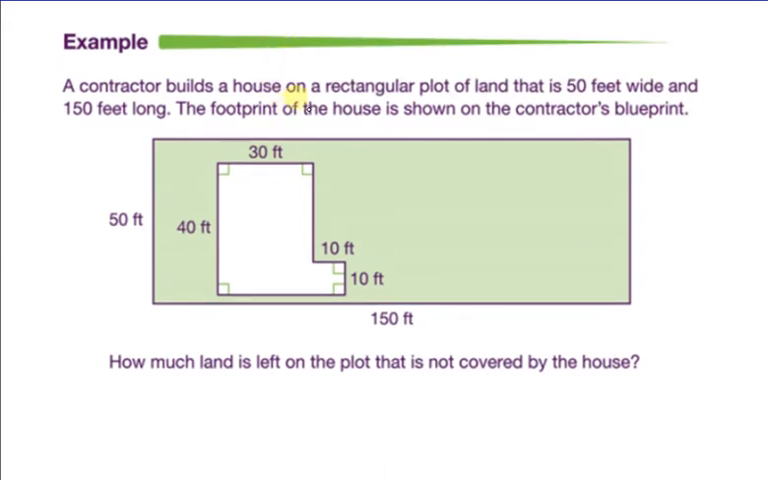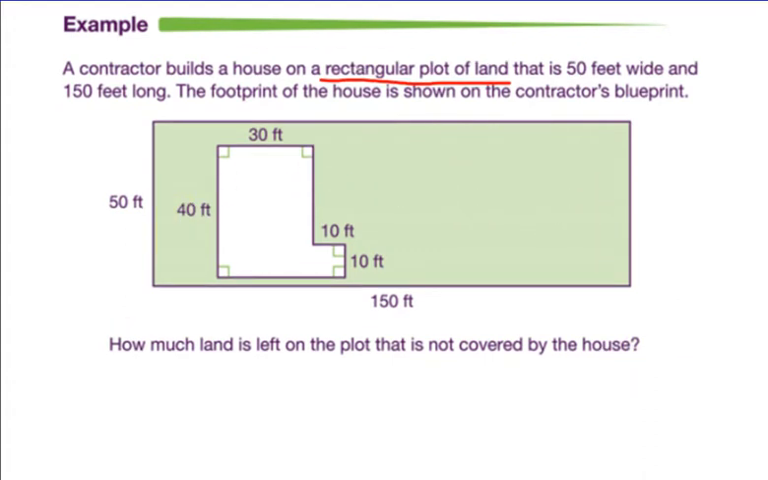Alright, so let's take a look at the first example. A contractor builds a house on a rectangular plot of land, and you can kind of see this rectangle right here. It's 50 feet wide and 150 feet long. The footprint of the house is shown on the contractor's blueprint. So this right here is the house, and the big rectangle is the land. How much land is left on the plot that is not covered by the house? Another way of looking at this is: what is the shaded area of the picture?